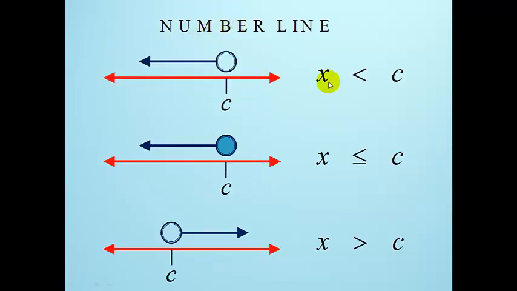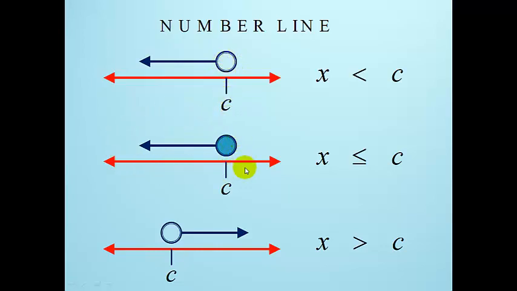Now let's consider the number line. Considering the inequality x is less than c, that means that values of x less than c are on the left of c. Take note, we use a circle to represent the number c on the number line. So x less than c means the values of x less than c are on the left. That is why the arrow is pointing to the left. Take note that the circle is not shaded. You understand why it's not shaded.